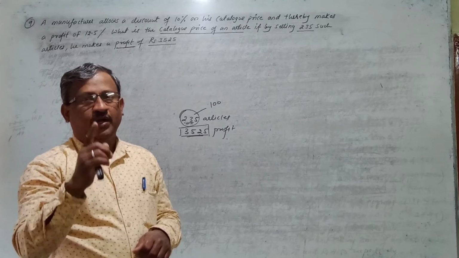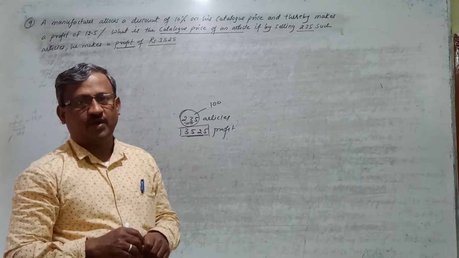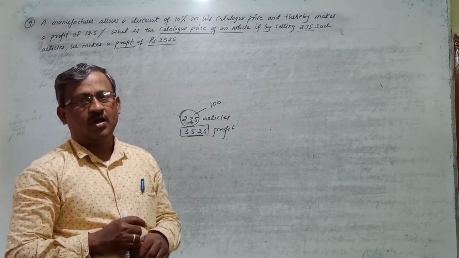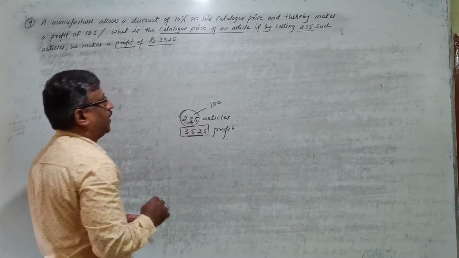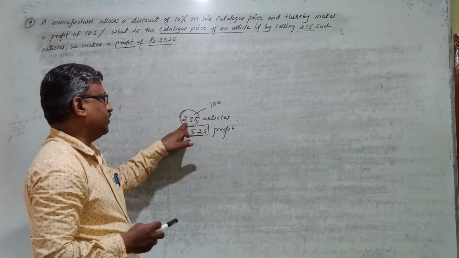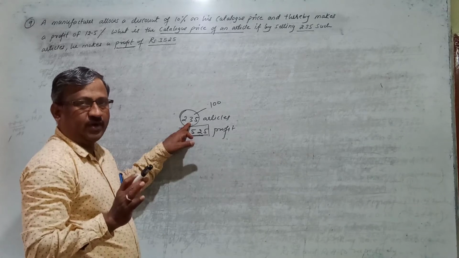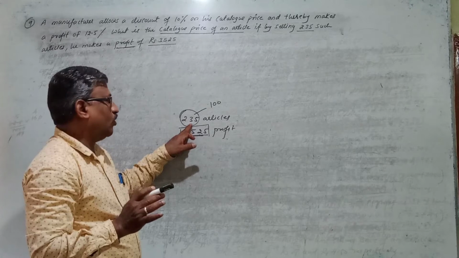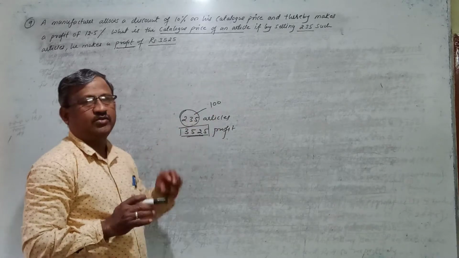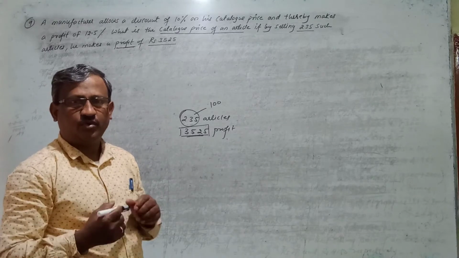It means that the catalog price of 235 articles, if you divide by the number of articles, 235, you get the catalog price of one article. So let's calculate the catalog price of 235 articles here. The catalog price of 235 articles is not known here. So what I will do, I'll assume the catalog price of 235 articles as rupees how much? 100. Catalog price is not given, so we have to assume.